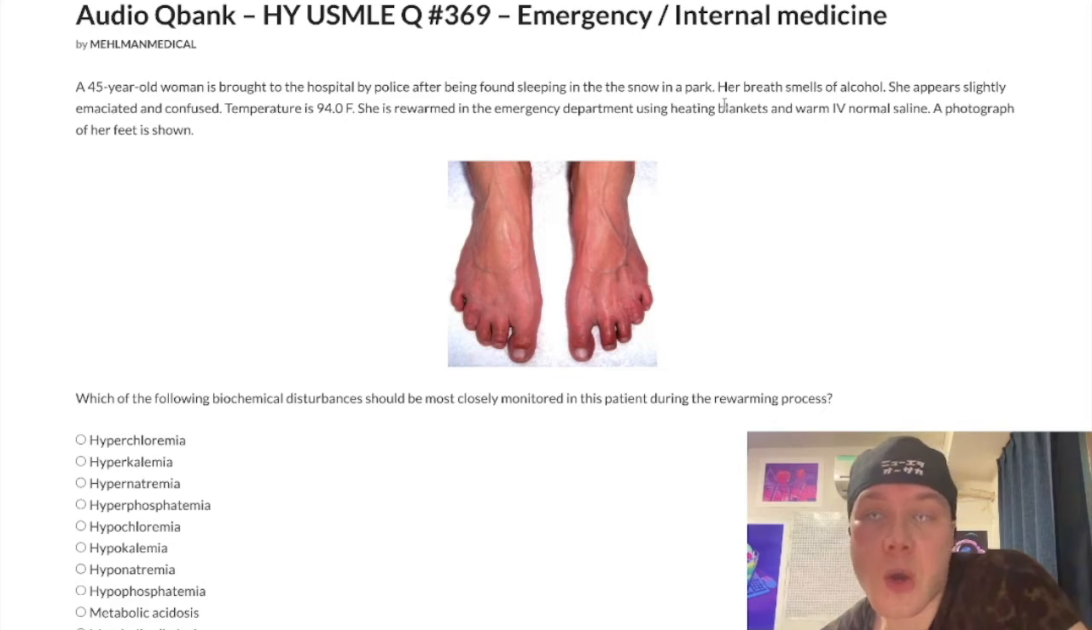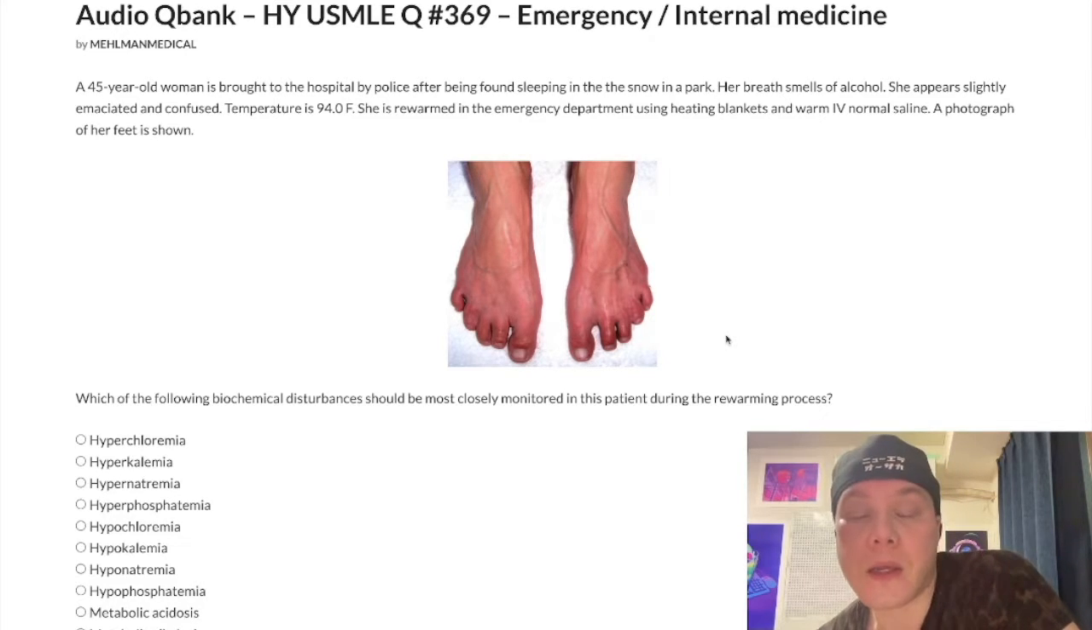Confusion in the setting of alcohol, we could think of things like Wernicke, okay, B1 deficiency. Temperature clearly hypothermic, should be 98.6. She's rewarmed in the emergency department using heating blankets and warm IV saline. So a picture of her feet is shown, and you say, what the heck, okay? So this is showing increased perfusion, hyperemia, secondary to rewarming. Okay, not crazy, nothing dramatic.